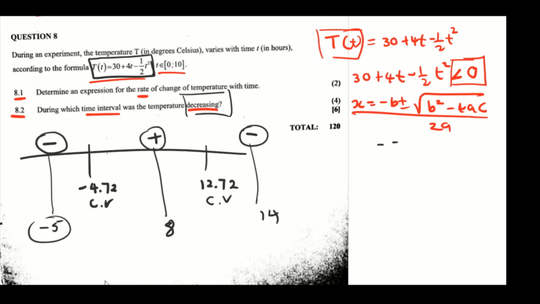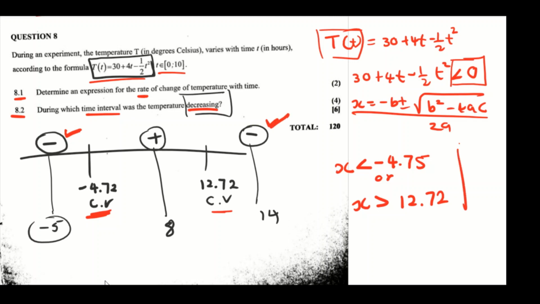So now, as I said, they're talking of a decreasing temperature. Something that's decreasing, it's negative, right? So now we can conclude and say, using these critical values, x must be less than minus 4.72 to get a decreasing temperature, or x must be greater than 12.72, this one here, to get a decreasing temperature. So these are your solutions of x. So we are done with this paper here.